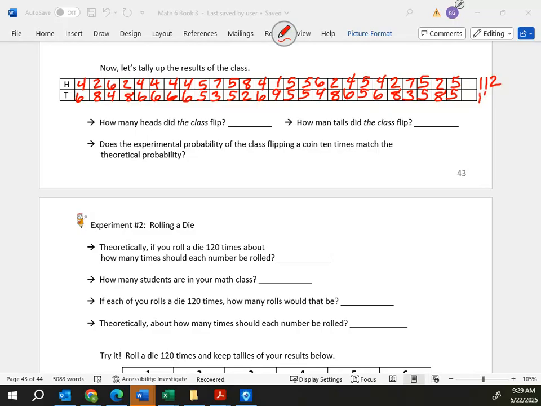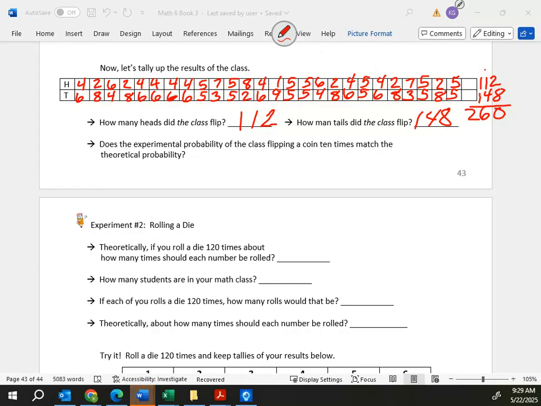I got 135. I think you might have missed a couple. Because if we add these up, how many flips should we have had? 260. So I got 260. So how many heads the class flipped was 112. How many tails was 148.